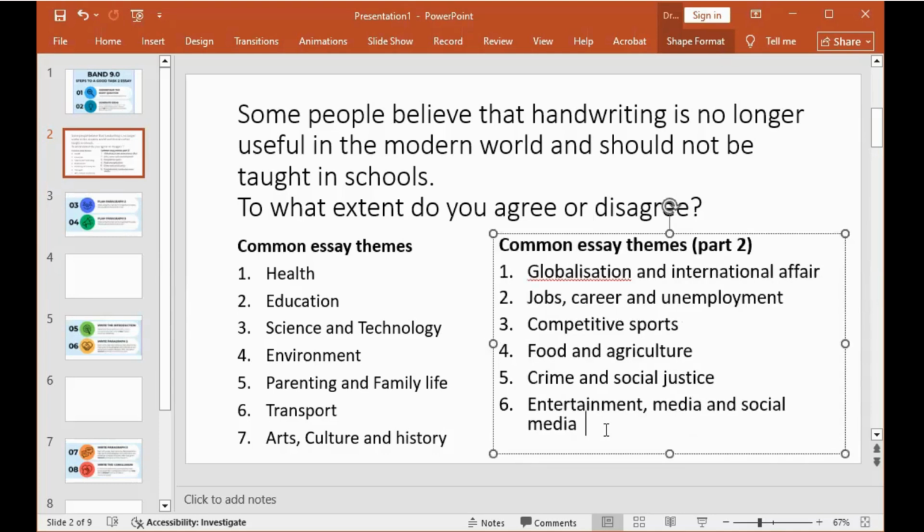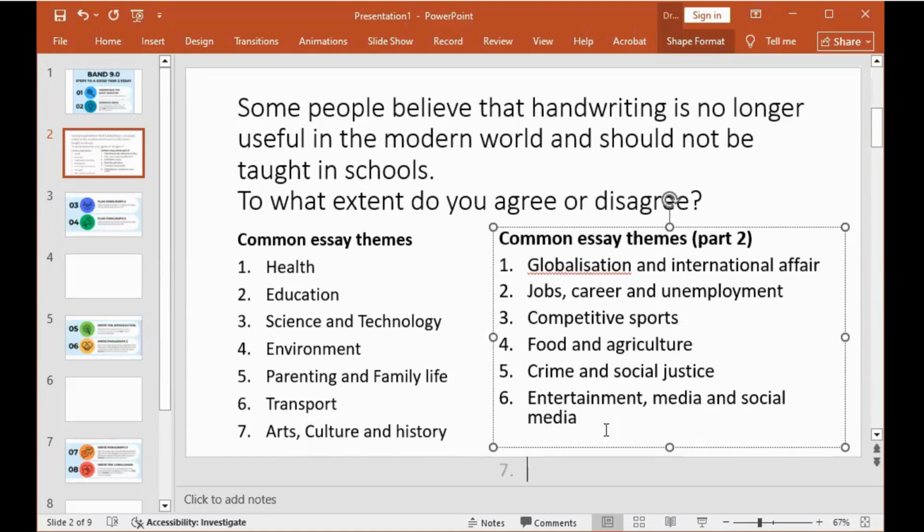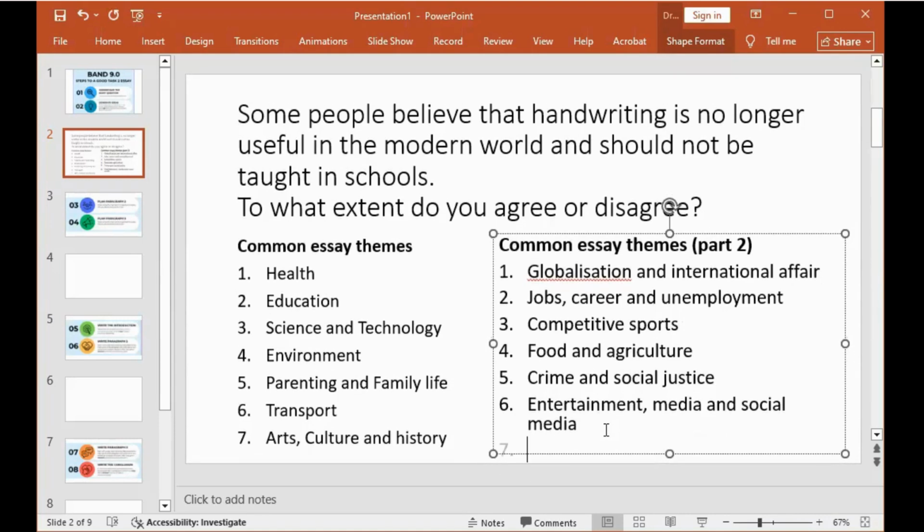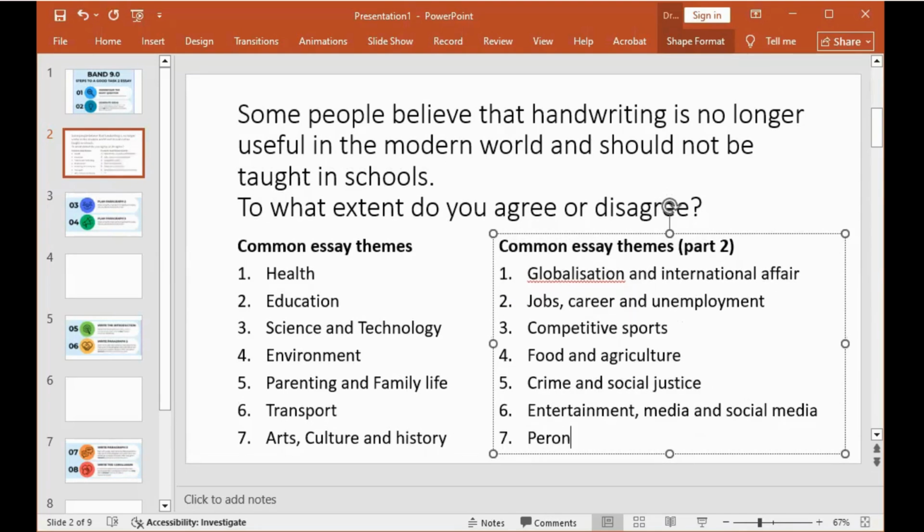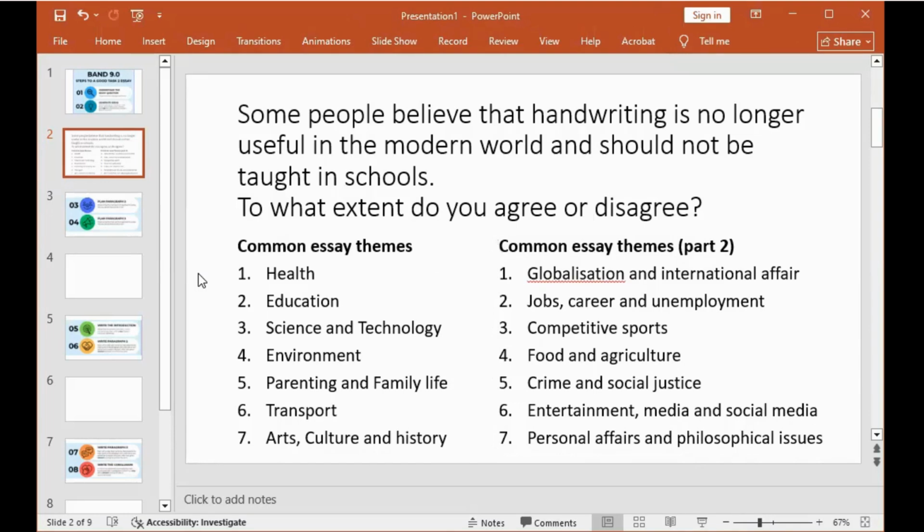Then we have, let's just put number 7 as personal affairs, or personal life and personal affairs, and philosophical issues. So let me just leave it at this. We have 14 items on this list now. Common themes. Essay themes can fall under any of this category.